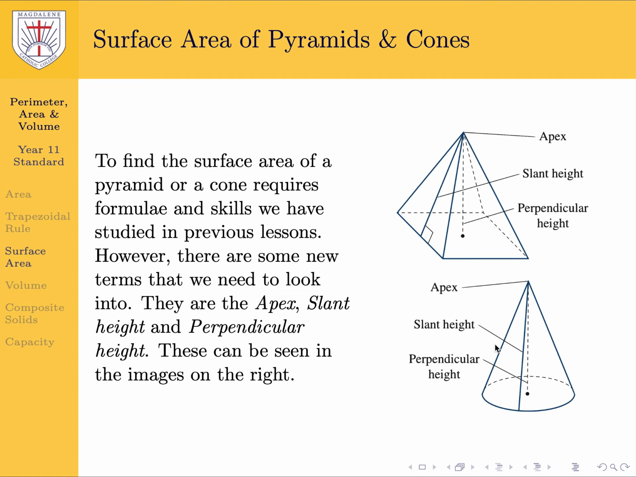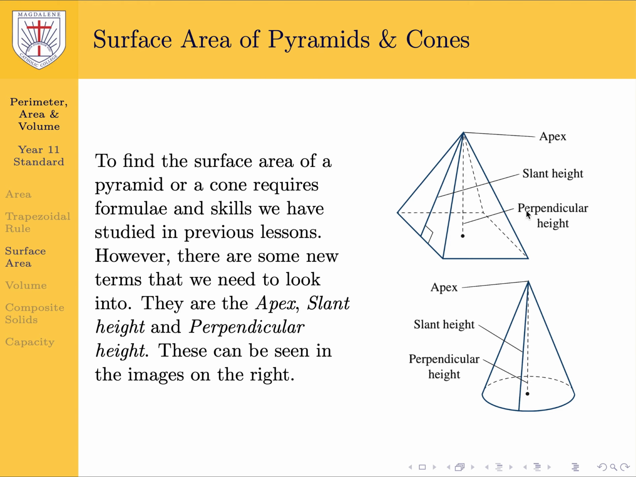In this lesson, we're going to be talking about surface area of pyramids and cones. To find the surface area of a pyramid or a cone requires formulae and skills we have studied in previous lessons. However, there are some new terms that we need to look into, so this is where it changes quite considerably. Those terms are the apex, slant height, and perpendicular height. And these can be seen on the images on the right. So we're going to talk about that just briefly.